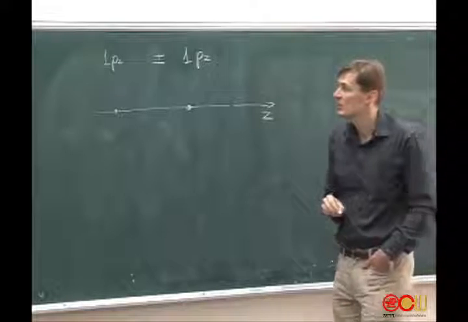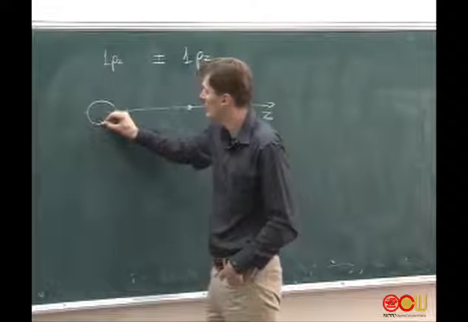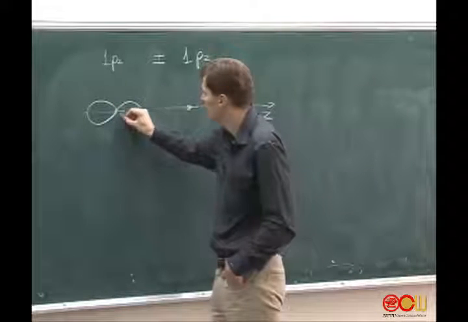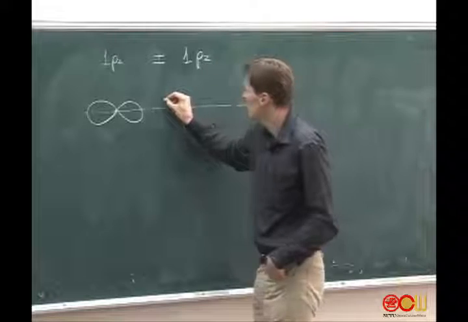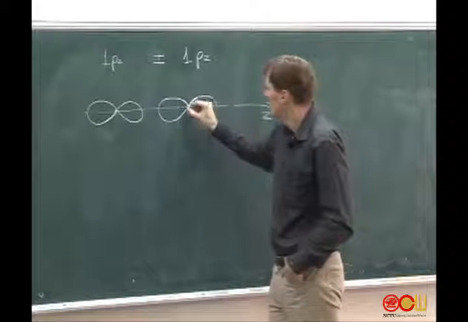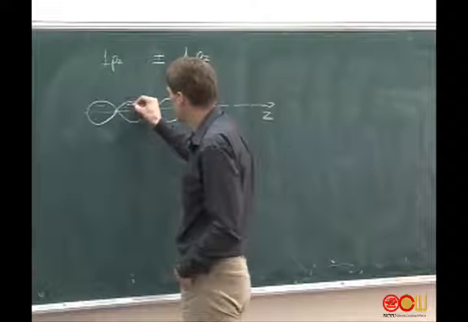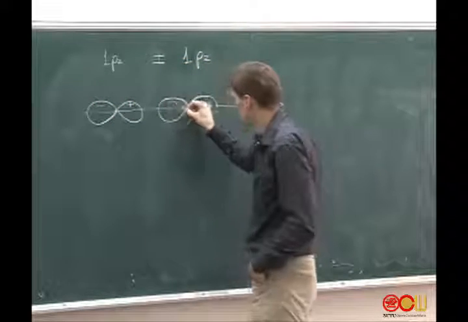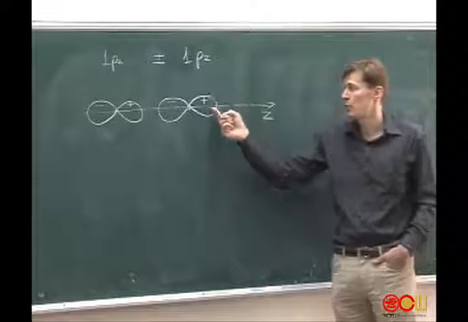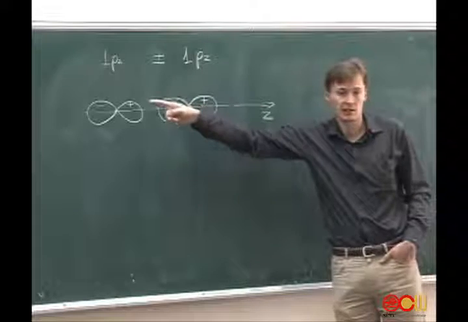Now we are plotting PZ orbital. One PZ orbital will look like that, with the nodal plane here. Another one will look like that, with the nodal plane here. Sign, let's put here minus, here plus, minus, plus. I'm choosing plus on the positive side of the z-axis and minus on the negative side of the z-axis.